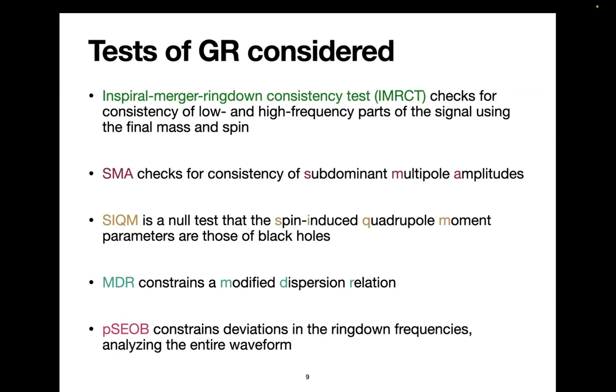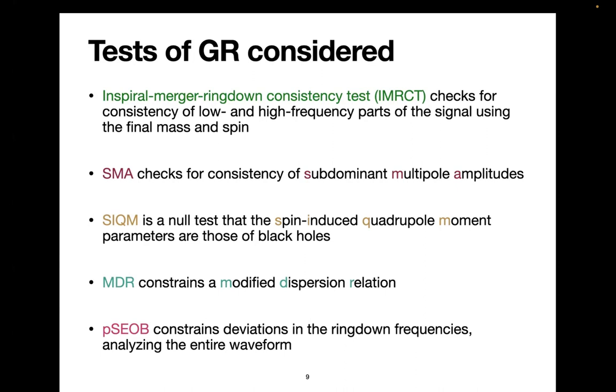This new subdominant multipole amplitudes, or SMA test, just looks at consistency of subdominant multipole amplitudes, whether they have the amplitude to expect in GR. The spin-induced quadrupole moment test, or SQM, is a null test that looks at a specific combination of the spin-induced quadrupole moments, basically the symmetric one, and checks they're consistent with the values for black holes.